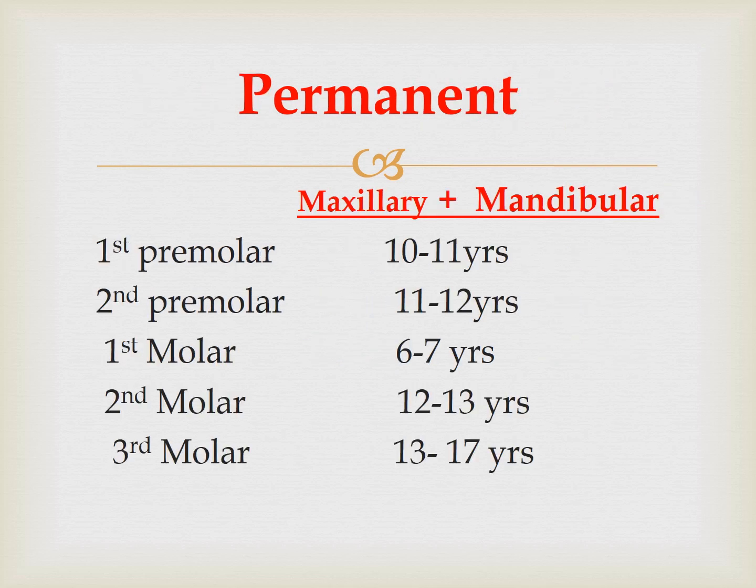But the permanent premolars and molars, for both upper and lower jaw, erupt at almost a similar age. First premolar appears at around 10 to 11 years, second premolar erupts at around 11 to 12 years, first molar 6 to 7 years, second molar 12 to 13 years, third molar 13 to 17 years. That is the usual age. Sometimes the third molar may be even later, and in some it may never erupt.